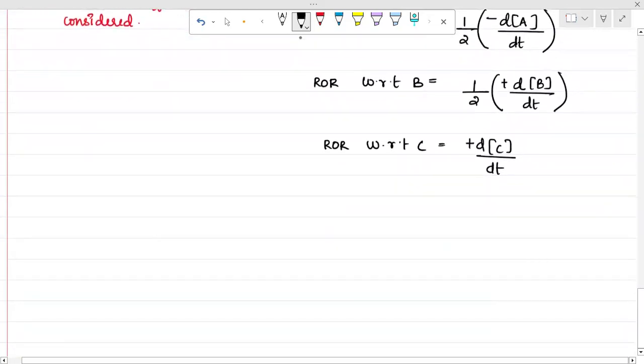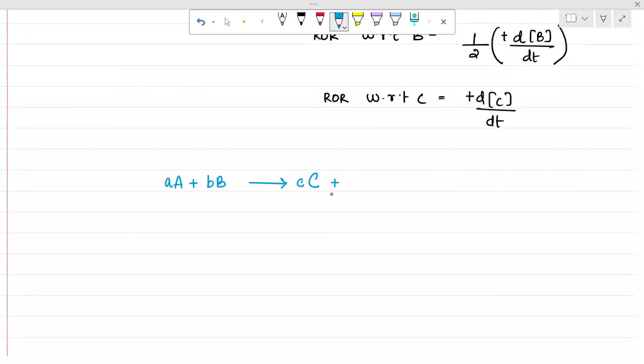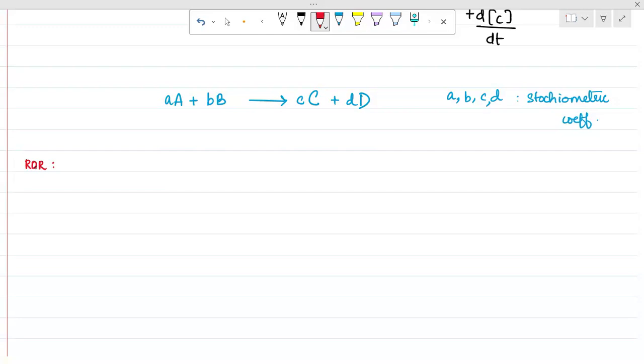Okay, so to summarize, let's say I take a model reaction where aA plus bB gives cC plus dD, where small letters a, b, c, d are all stoichiometric coefficients. Now, if I want to write the expression of rates of reaction, the rate can be written with respect to A, B, C, or D, with respect to the reactants or products.